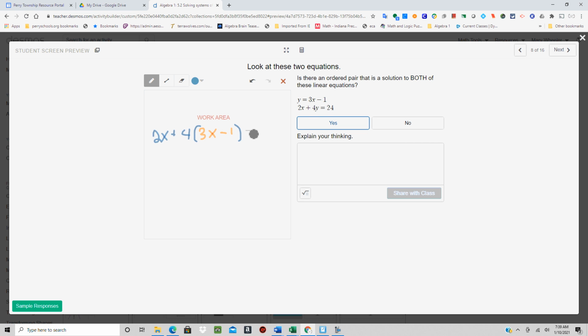And that equals 24. Use my distributive property. 2x plus 12x minus 4 equals 24. Combine my x's. 14x minus 4. Then I'm going to have to add 4 to both sides. I get 14x equals 28. And I can do this one in my head. X is going to be 2.